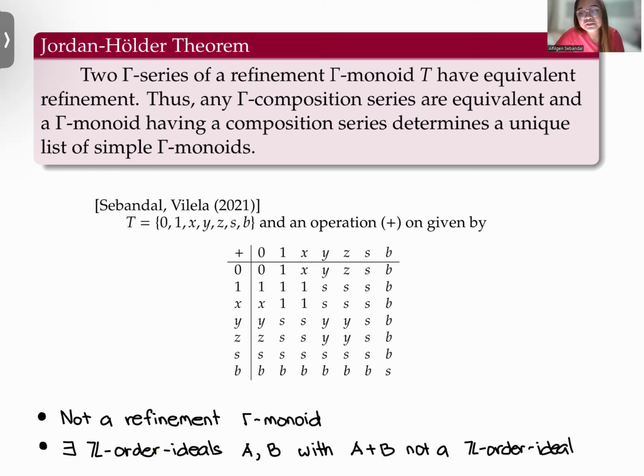So to answer, not all Z-monoids are refinement. The reason why we need refinement is because we need the concept of sum of Z-order ideals. But in this particular example, we can find two Z-order ideals whose sum is not actually a Z-order ideal.